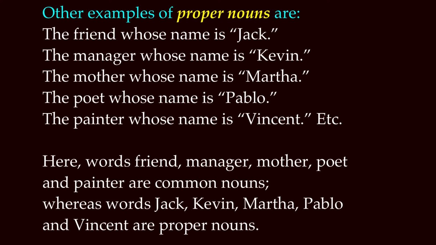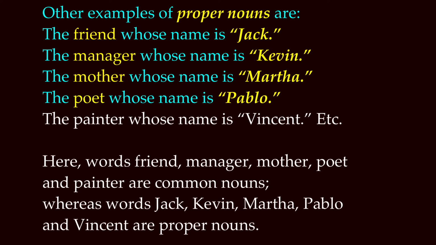Other examples of proper nouns are the friend whose name is Jack. The manager whose name is Kevin. The mother whose name is Martha. The poet whose name is Pablo. The painter whose name is Vincent, etc.